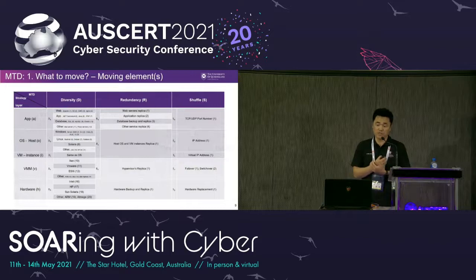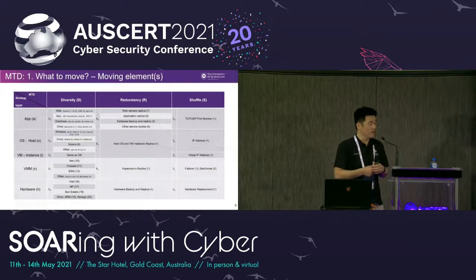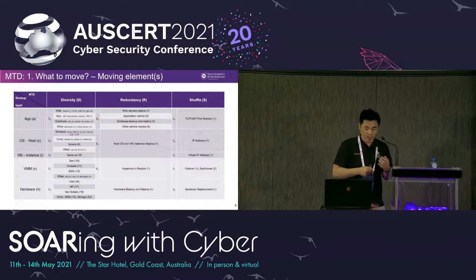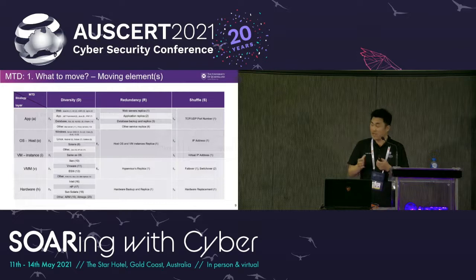So first one is what to move. It's moving elements. So we published this one in our ACM CCS workshop, MTD workshop. There is an MTD workshop, an annual workshop in conjunction with the ACM CCS conference. And we listed some of the existing elements that you could think about. If you take a look at this table, for the diversity, what kind of different hardware we can use to increase the complexity of attacks. So from the hardware point of view, we can use different CPU and their hardware architecture and so on. And for the virtual machine monitor hypervisor level, we can choose Xen or VMware or an ESXi server, right?